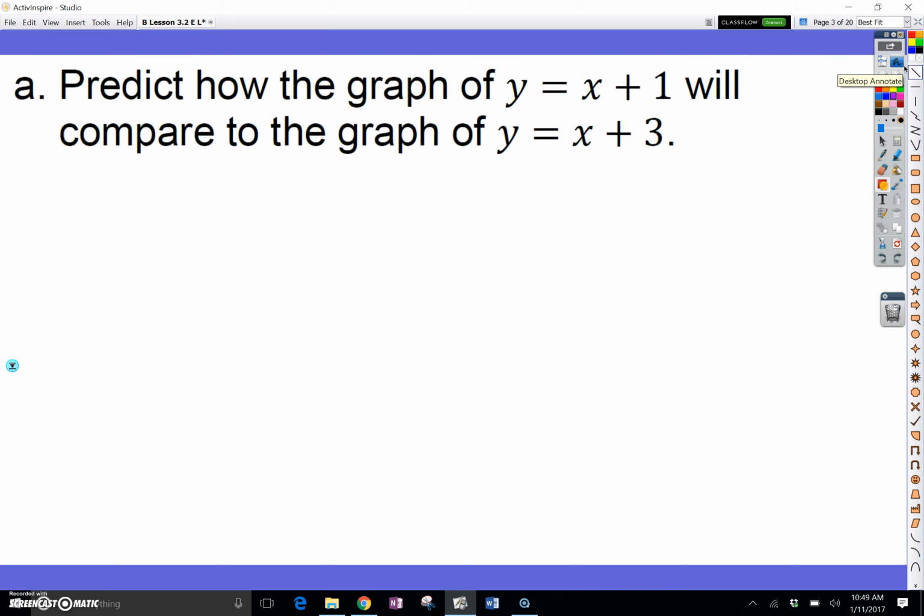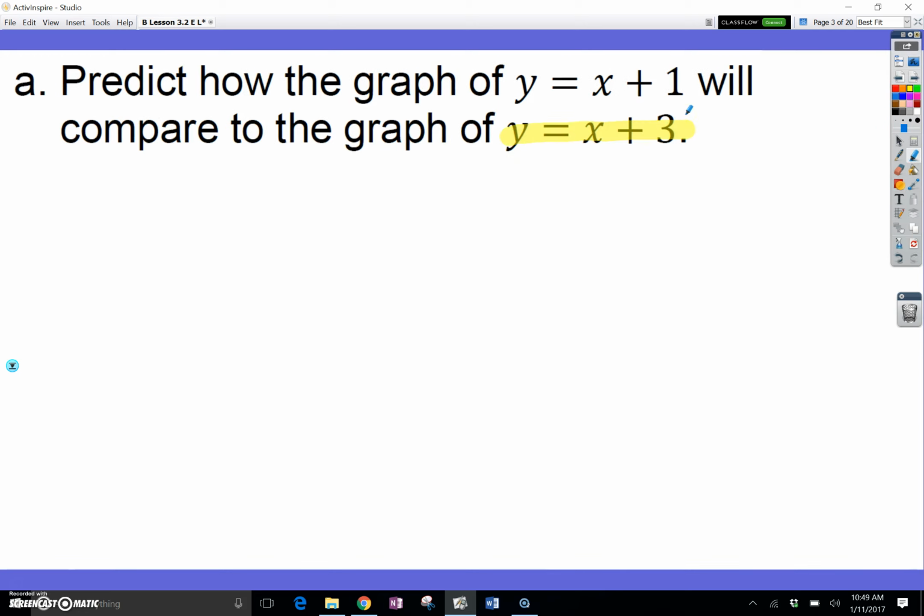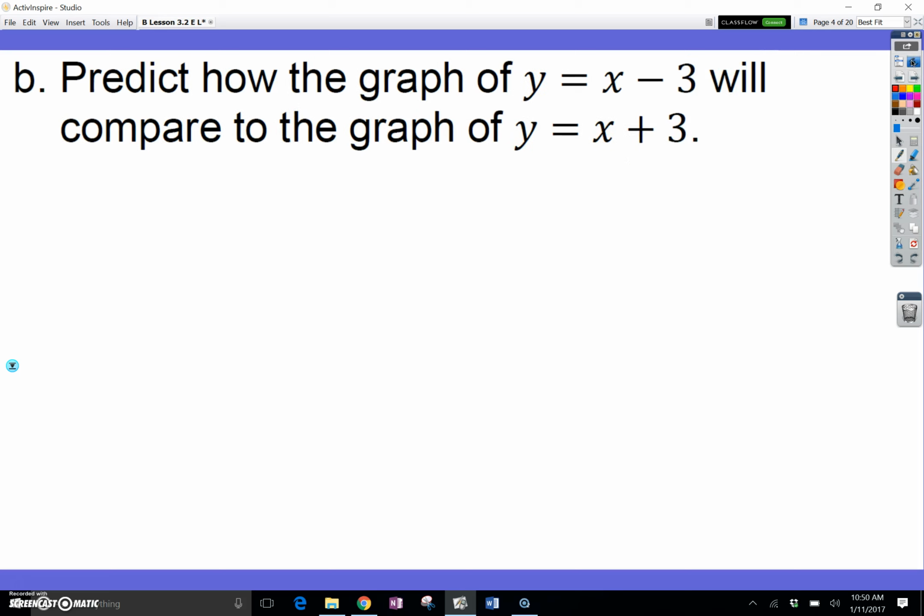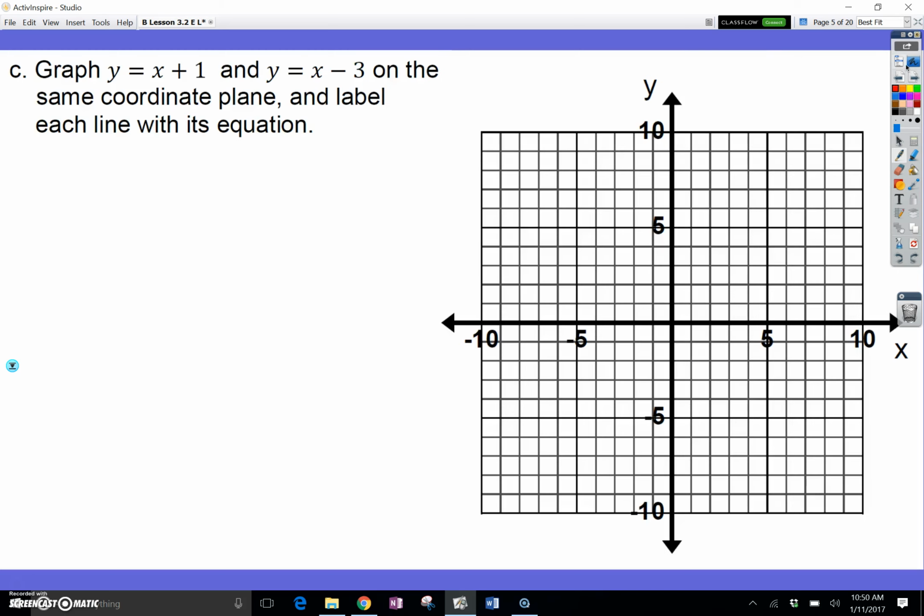Now I want you to predict. The equation that I just graphed was y equals x plus 3. I want you to pause and predict what the graph of y equals x plus 1 would look like. So the only difference between the two is that b value, and I want you to predict. There is no right or wrong answer of what it would look like. And I also want you to predict what y equals x minus 3 would look like. So same idea. The difference here is the y-intercept. The same value is the slope. So how does your graph change when you have a different b value but the same slope?